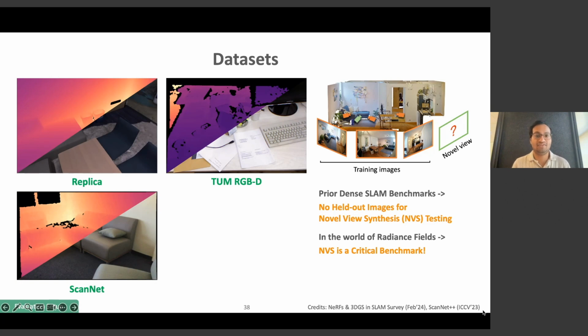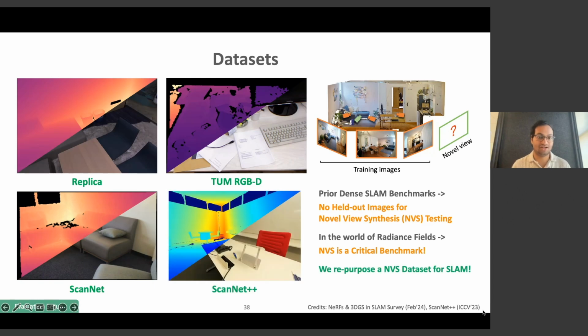In the world of radiance fields, and the latest 3D Gaussians, NVS benchmarking is a very critical thing to do. And we were surprised that in the SLAM world it was not the norm. So we repurposed another novel view synthesis data set called ScanNet++ for the purpose of SLAM, and we use this in our work to compare the different methods available.